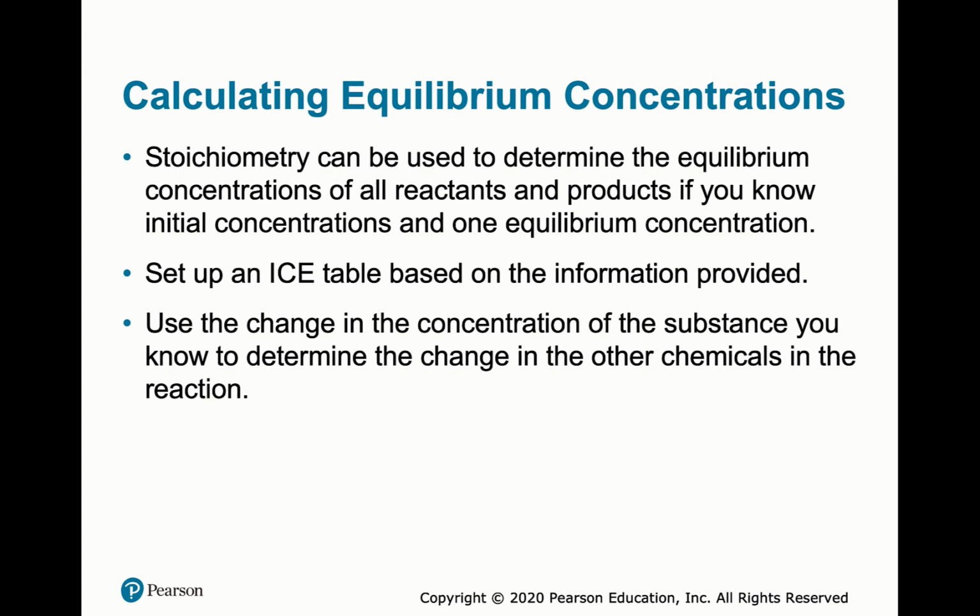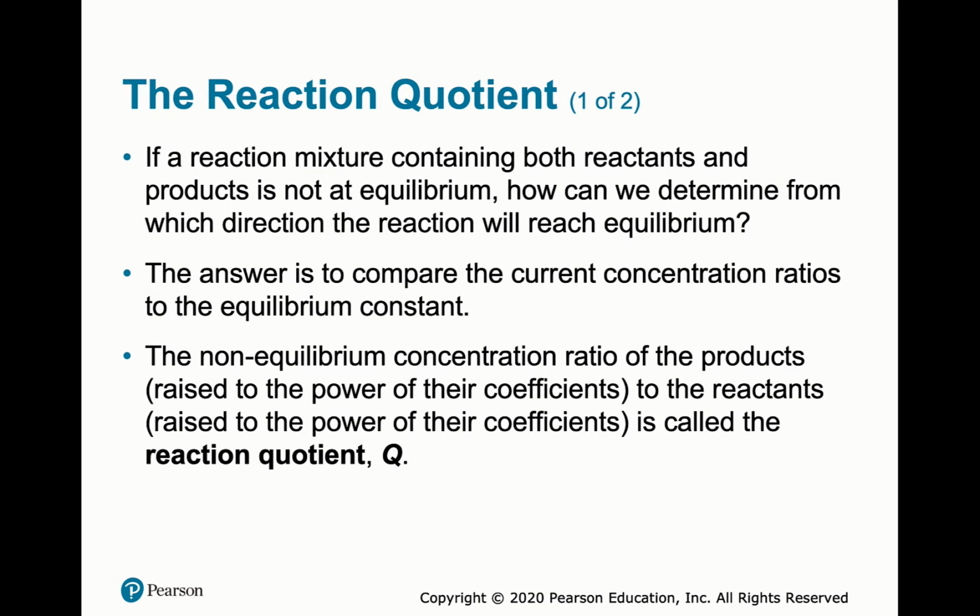So you can use stoichiometry to determine the equilibrium concentrations if you know the initial concentration and one equilibrium concentration. So this is just using the degrees of freedom. So if you have one unknown, you need one equation. So keep that in mind with this. So set up an ICE table. ICE stands for initial, change, equilibrium. So initial, change, equilibrium, and then you fill in the table, and then you go from there.